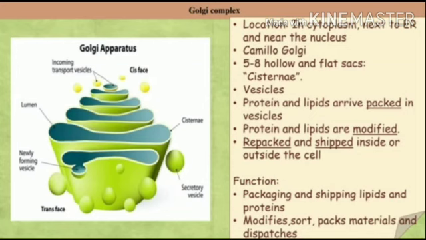Now the next type of cell organelle is Golgi complex. It is made up of 5 to 8 hollow and flat sacs placed parallel to each other. These sacs are called cisternae and are filled with different enzymes. The protein coming from ER is enclosed in vesicles which come toward the Golgi complex via cytoplasm. They fuse with the formation phase of the Golgi membrane and empty their content in the cisterna.